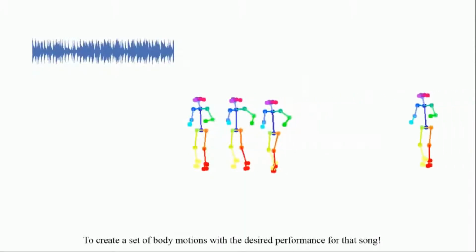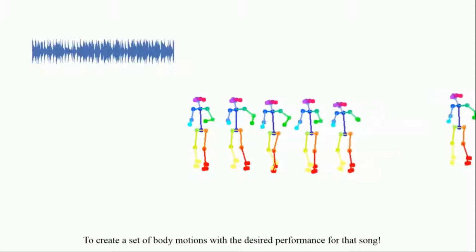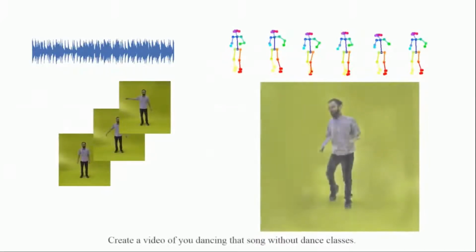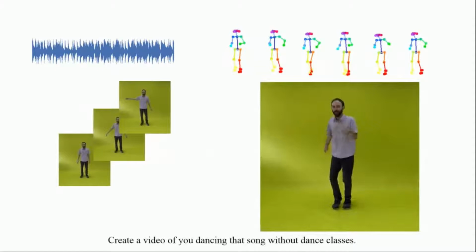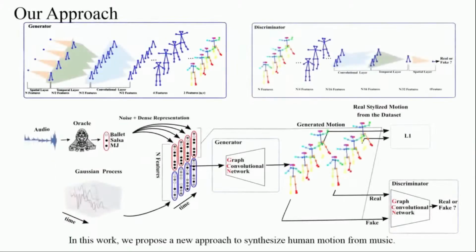Imagine using your favorite song, like a salsa, for example, to create a set of body motions with a desired performance for that song. And then, with a set of images of you, create a video of you dancing that song without dance classes. In this work, we propose a new approach to synthesize human motion from music.